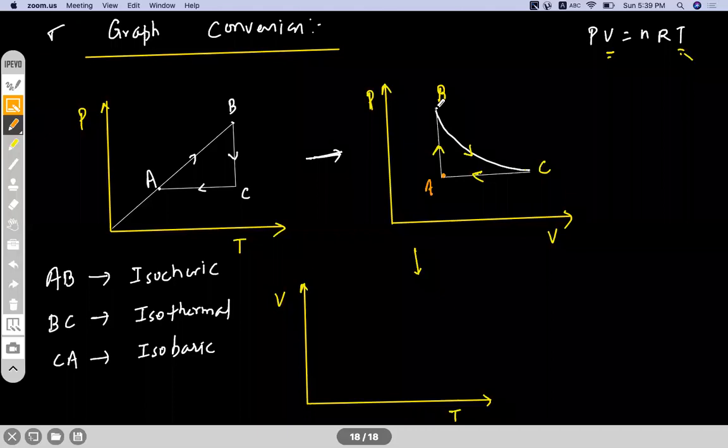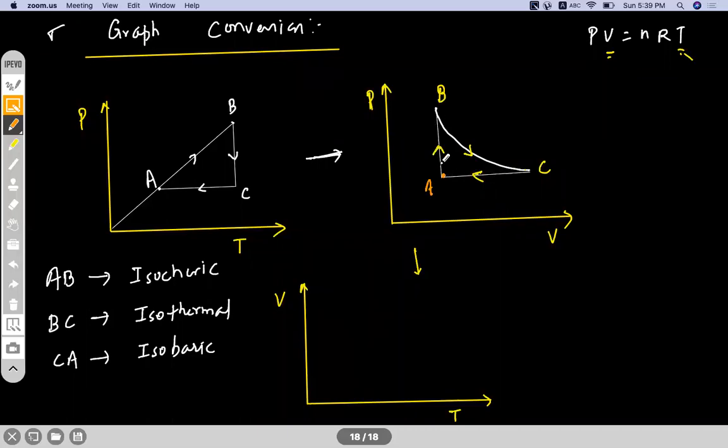Then you connect A and B, A and C, and you cross-check the entire relation that we have given in this graph. Does it hold true here also or not? If it is true, it means the graph is correct. If not, it means you have made some mistake. Tell me, is it clear? Clear, no doubt?